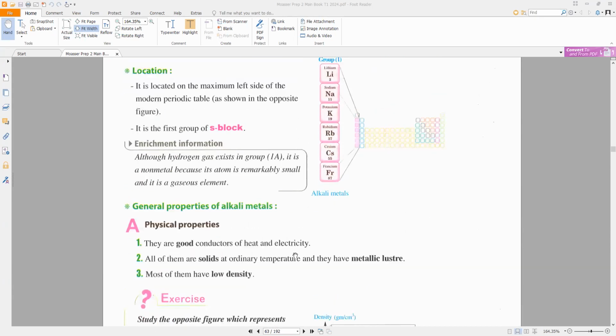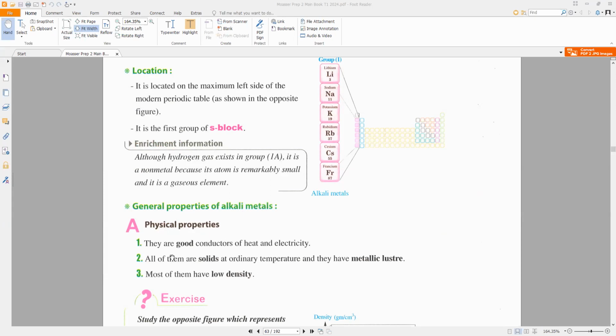What about the physical properties? We know that each element has physical and chemical properties. Physical properties are like its shape, its state, solid or liquid or gas, its density, its melting point or boiling point. Chemical properties are how it reacts with oxygen or water or any other element. We will study its physical properties.